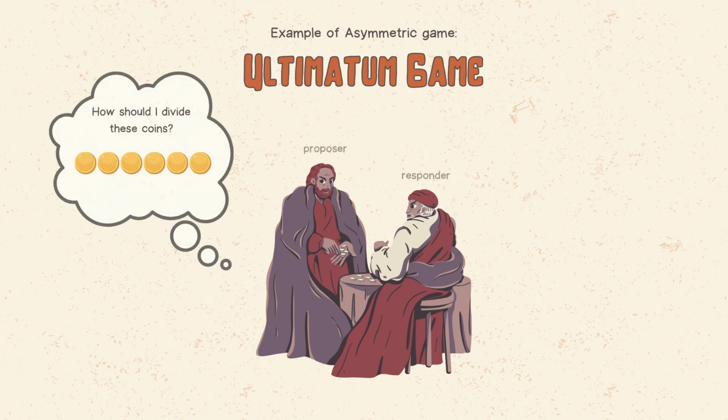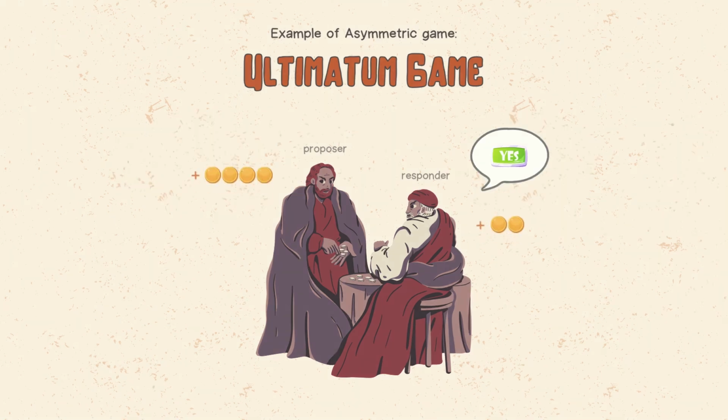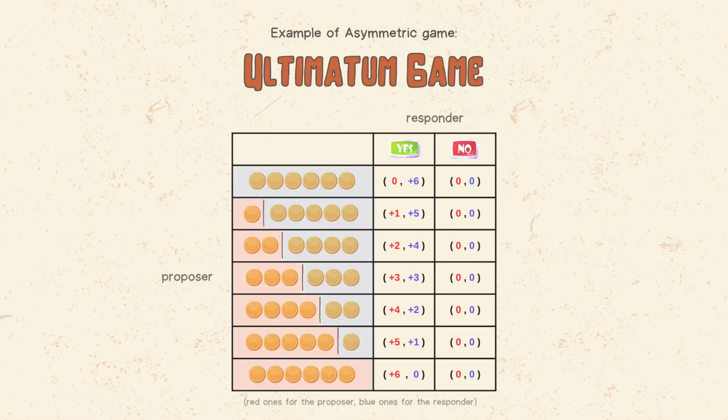offer a division of a fixed amount of money to another player, called the responder. The responder can either accept or reject the offer. If the responder accepts, the money is split according to the offer. If the responder rejects, both players get nothing. The payoffs are different for the two players. The proposer's payoff is the amount of money he or she keeps, and the responder's payoff is the amount of money he or she receives.